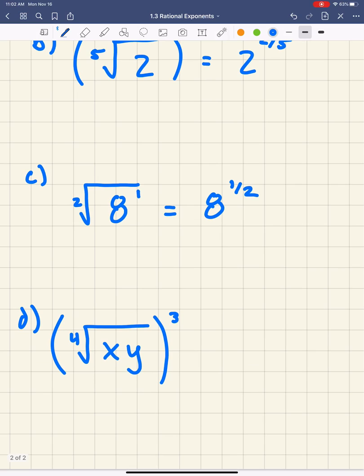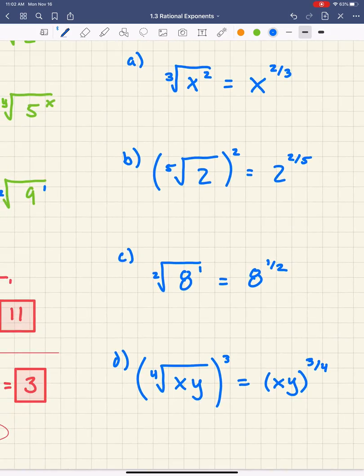And then moving to letter D, same pattern here, that 4, that's the 4th root, is going to become the denominator. But I need to make sure, since there are 2 pieces here, that I write them in parentheses, x and y, because they're grouped together in the radical. So I need to group them together in some parentheses to the 3/4 power.